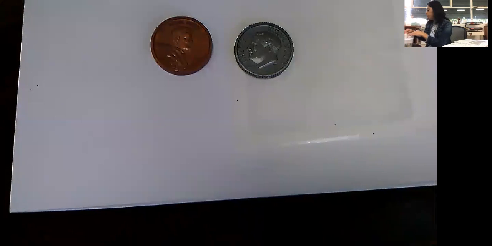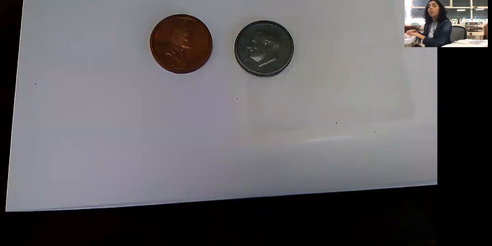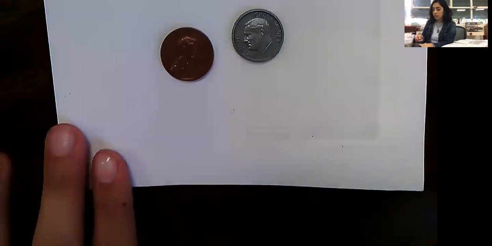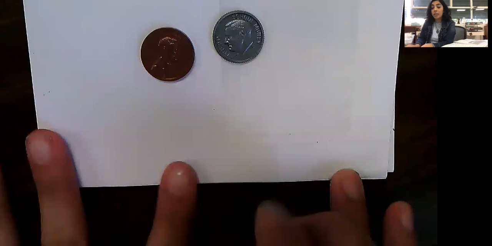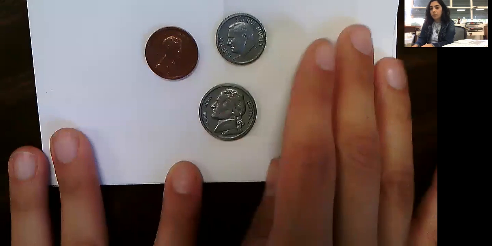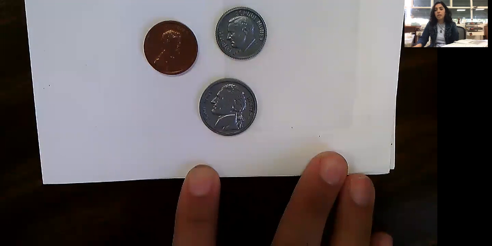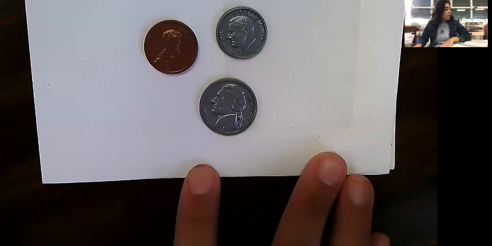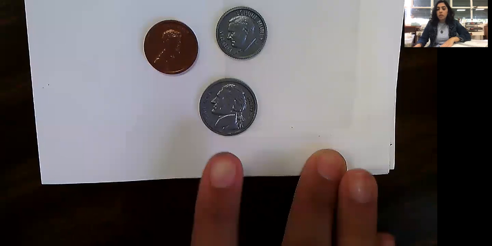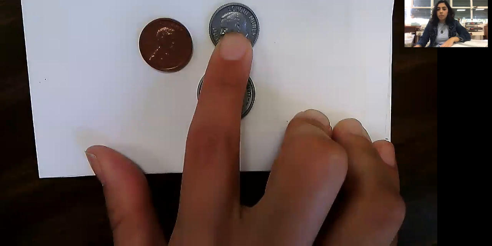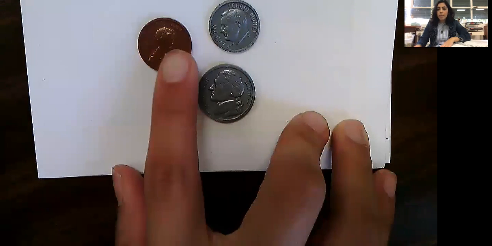Good. Now today we're going to introduce another coin. And this coin is another silver coin, but it's a little bit bigger. And this coin is of Thomas Jefferson. It is the nickel. So we call this coin a nickel. We call this coin a dime. And we call this coin a penny.